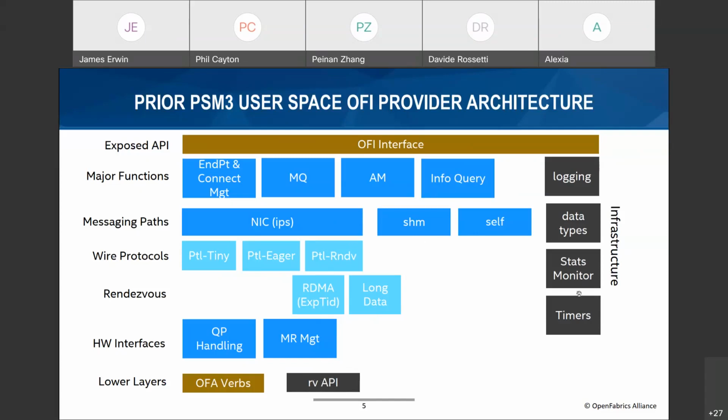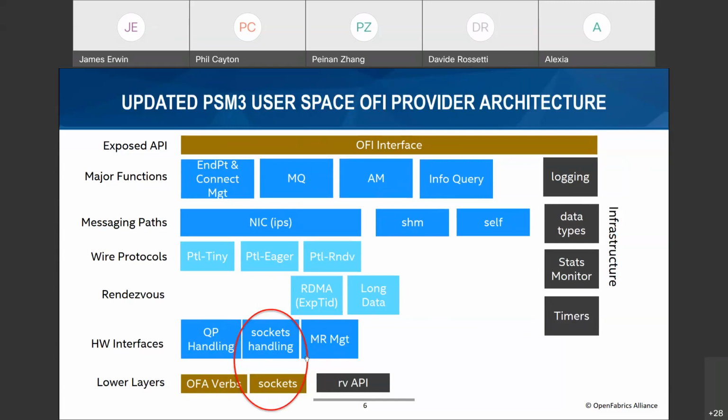Scattered throughout here on the right are various types of capabilities in terms of logging, data type management, statistics monitoring, and various timers associated with robustness and retries and things of that nature. So if you focus on the bottom, as I switch to the next slide, you'll see where we added the capability of our TCP/IP handling. So we have this new socket interface in our HAL layer, which primarily is used right now for TCP/IP, but we also have UDP support in there as well.